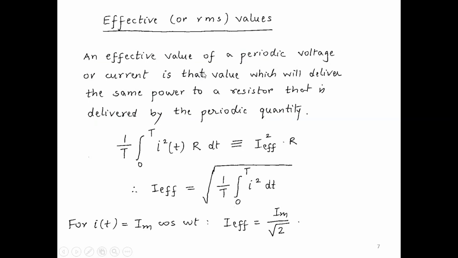Let us define a couple of other quantities. And again, I'm sure you've done RMS values in your 12th, because this is a revision perhaps. An effective value of a periodic voltage or current is defined as that value which will deliver the same power to a resistor that is delivered by the periodic quantity.